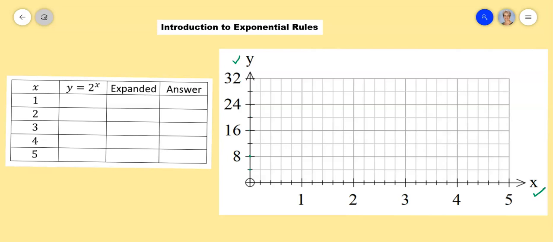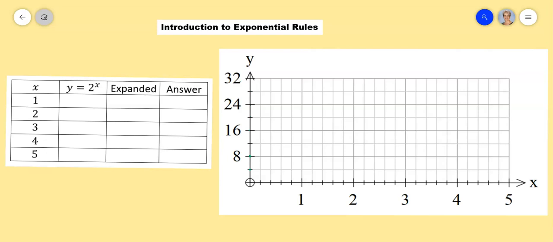In this video, we're going to be breaking down our original algebra table for y is equal to 2 to the power of x. We're going to be looking at exactly what it means, and then we're going to be looking at what the rule of the exponential graph will look like. On the left here, you can see an expanded version of our original algebra table.